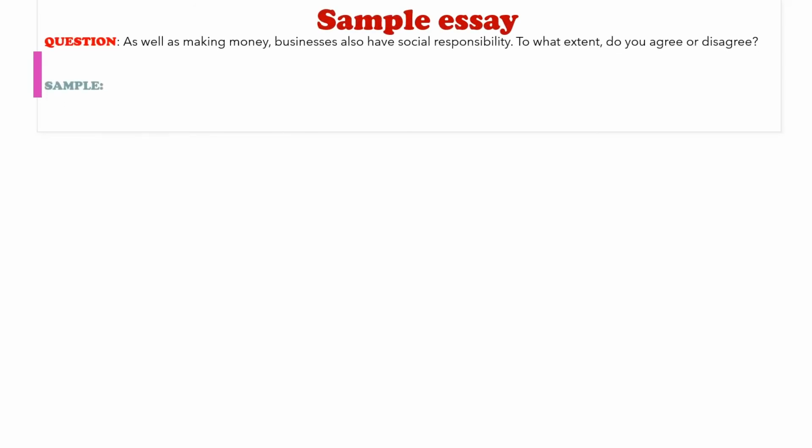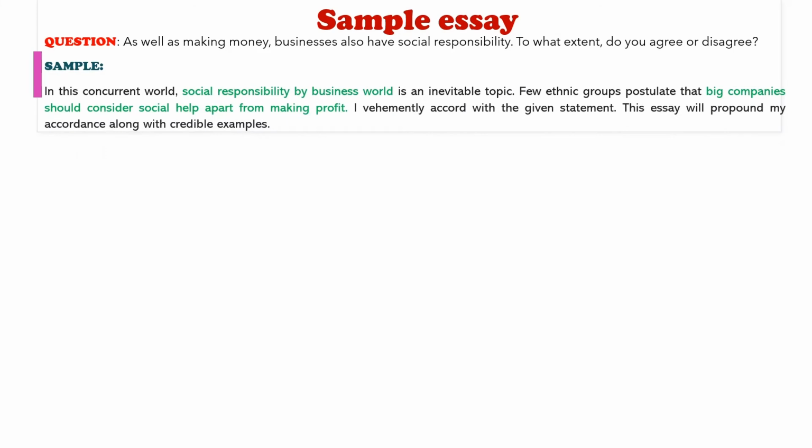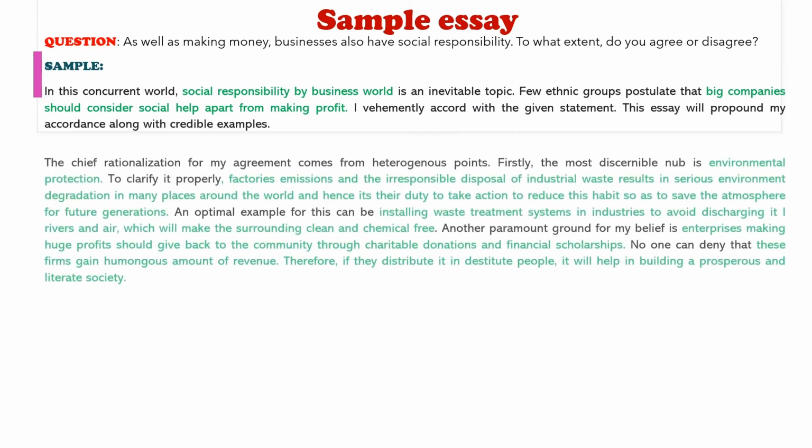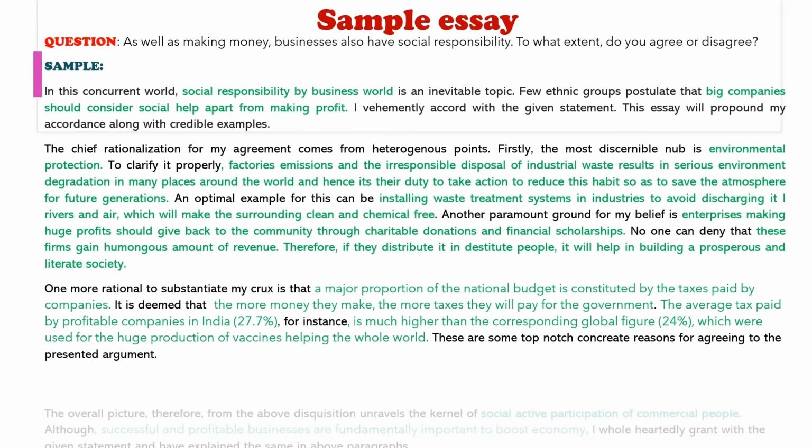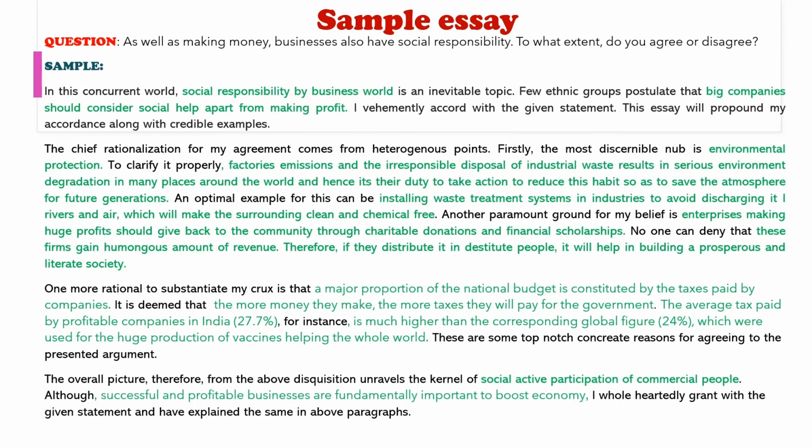Now, using the template, here is a sample essay. Okay, so as well as making money, business also has social responsibility. So apart from making money, businesses also have social responsibility. So do you agree or not? So I think yes, I agree. So my whole essay, if you see, it's about the agreement point only. I have agreed that they have social responsibility. So instead of the dotted places, I have included the green lines, which are all my points.